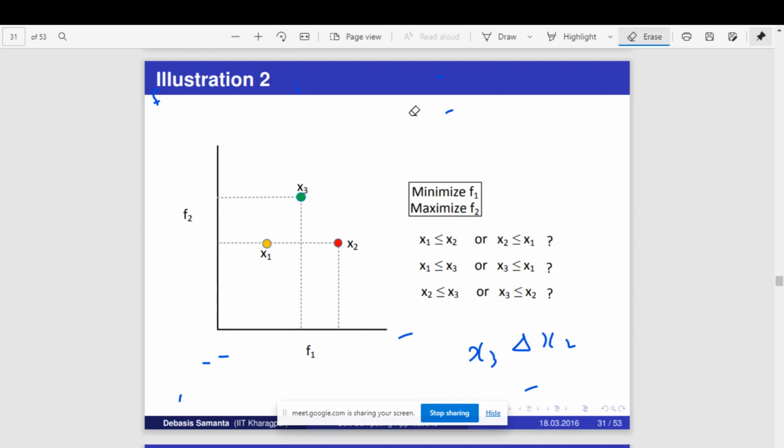Can you say x1 is dominating x2? Can you say x1 is dominating x2? How are you telling x1 is dominating? Minimizing f1, yes, in that case it is lower. In maximizing, both of them lie in the same plane. So you can say that x1 is dominating x2. Okay, that is true.